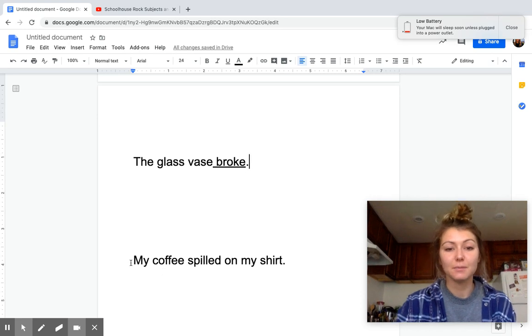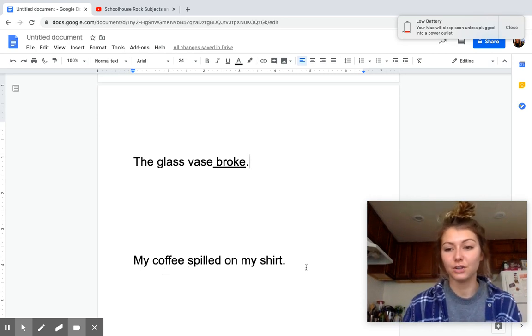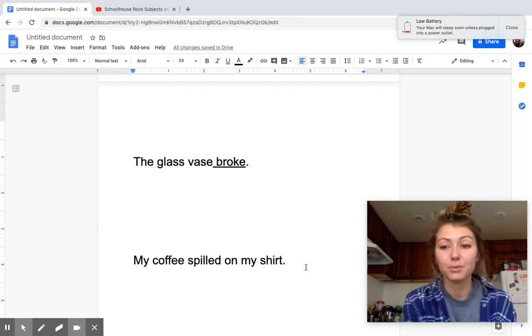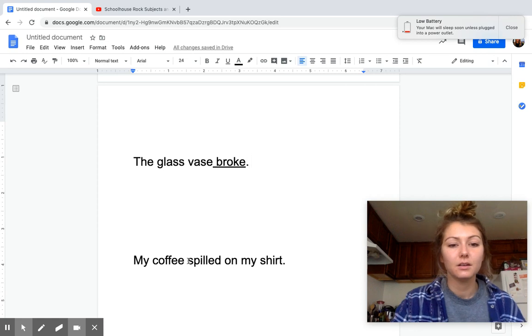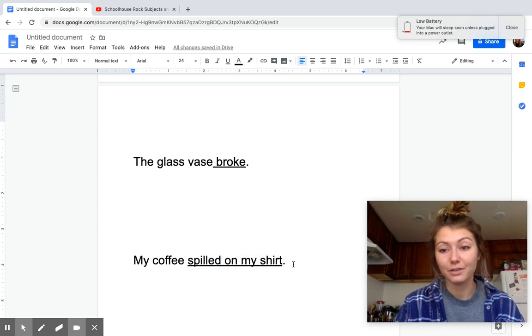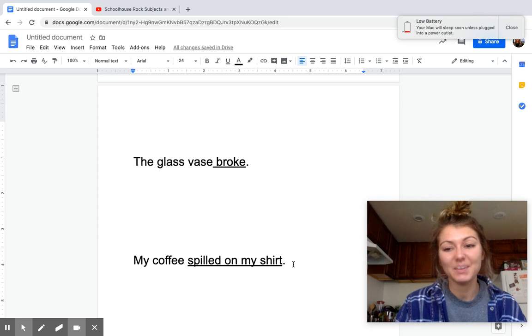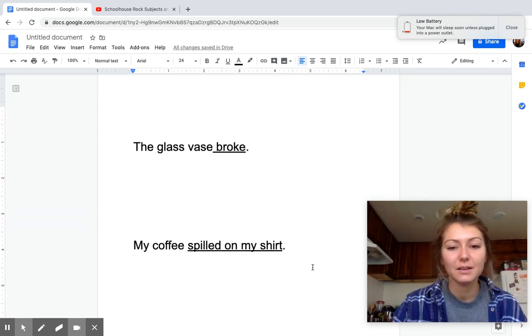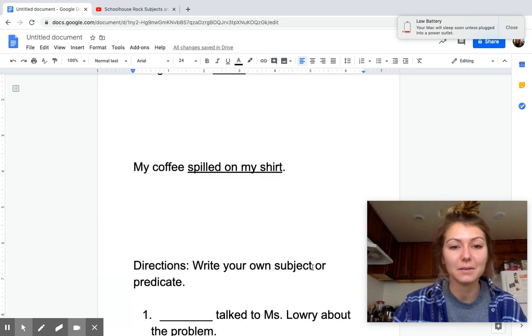This one says, my coffee spilled on my shirt. This one you can definitely do on your own in your composition book and press play to check your answer when you're ready. Spilled on my shirt is the predicate here. My coffee is the subject. Now, this didn't happen today, but it happens to me a lot when my coffee spills. Luckily, it's not that hot when it spills on me.